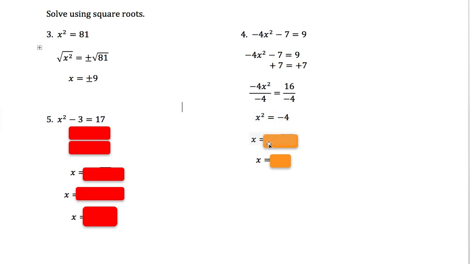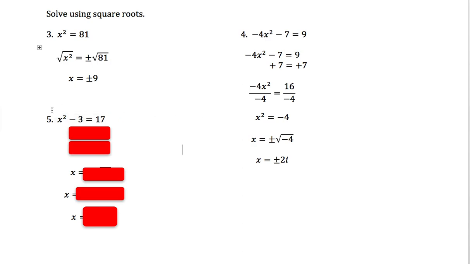When we square root this, remember your answer is always both positive and negative. So we have both positive and negative square root of -4. Hopefully you guys all remember that whenever you have the square root of a negative number, then you need to have the i there. And there's our i, and then the square root of 4 is just 2. So our answer for this one is x is equal to positive and negative 2i.